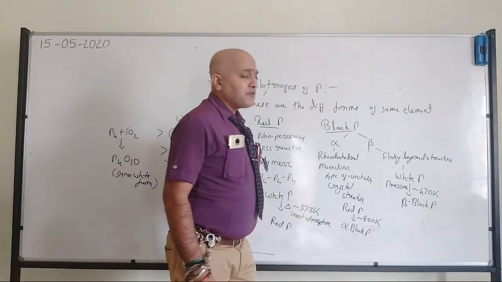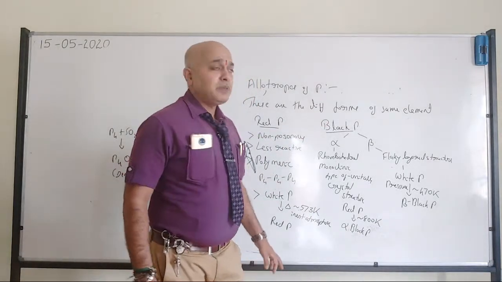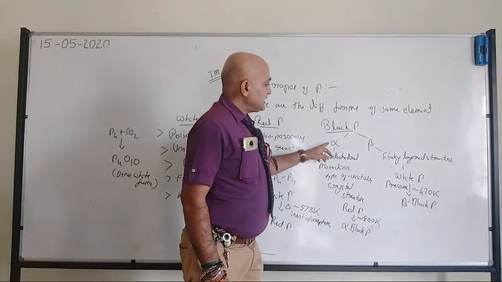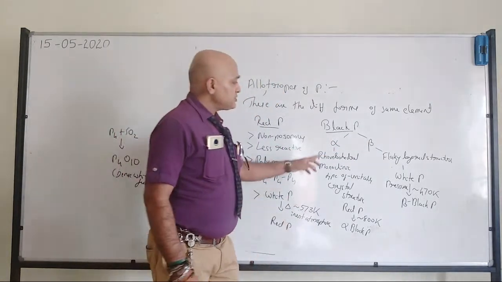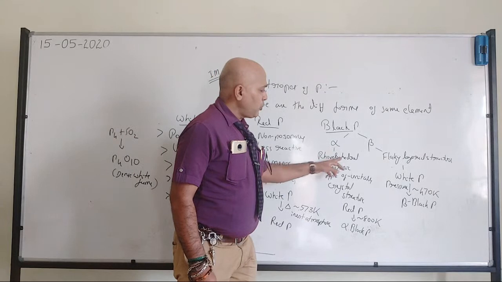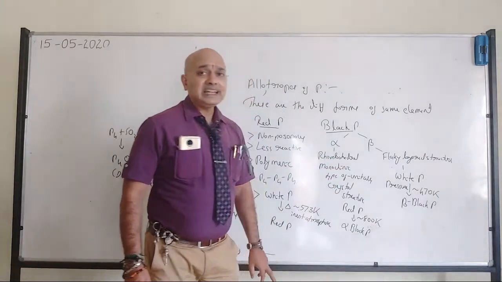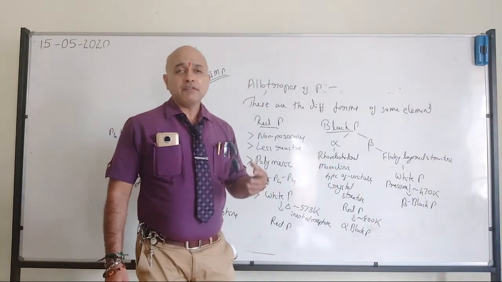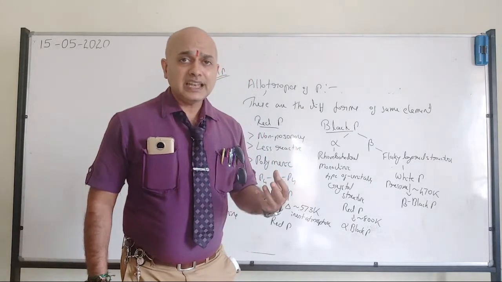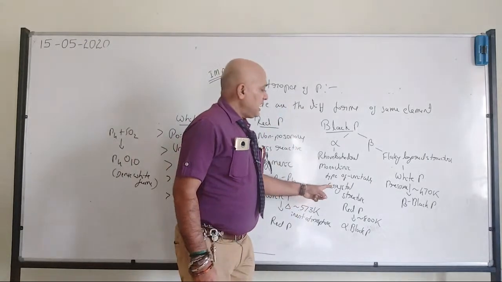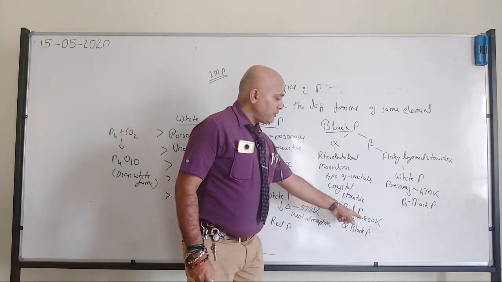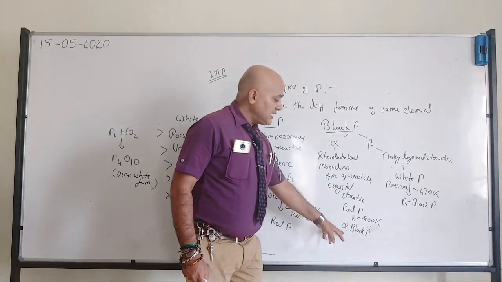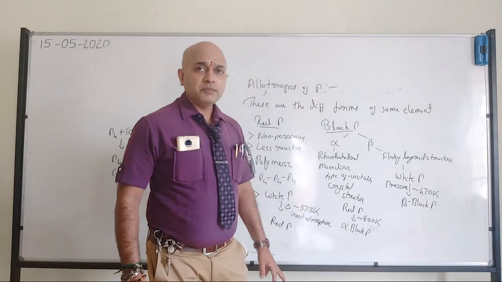Now comes the black phosphorus. When it comes to black phosphorus, there are two types, alpha and beta. Alpha can have either a rhombohedral or monoclinic type of unit cell. Anyway, we are going to discuss unit cells and all in solid state. When red phosphorus is heated to approximately 800 Kelvin, alpha black phosphorus will be produced.